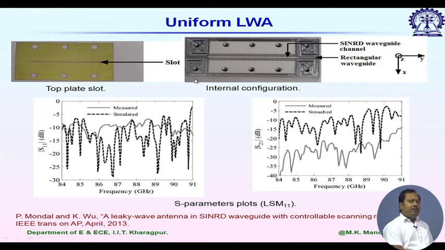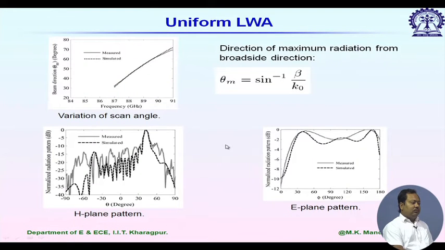This is another example of a uniform leaky wave antenna, but in this case it is designed for a SINRD line. You can see the SINRD channel inside, shown by this white line here, and over this they are using a brass plate. On the brass plate you can see the slot, with almost similar physics to a rectangular waveguide. This is designed for the 90 gigahertz band.